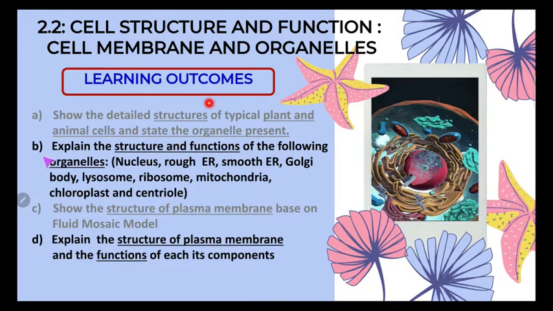So what is B? Explain the structure and functions of the following organelles. So you must know the structure and also functions. The organelles are nucleus, rough ER or rough endoplasmic reticulum, smooth ER, Golgi body, lysosome, ribosome, mitochondria, chloroplast and centriole. For D, explain the structure of plasma membrane and the functions of its components, which will be covered in the next video.